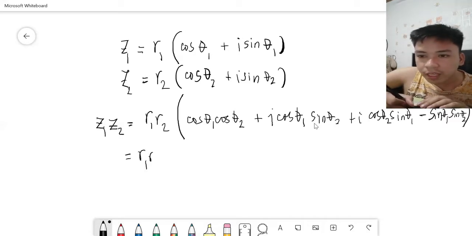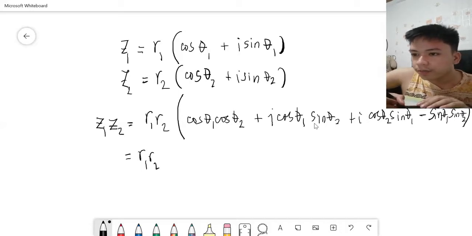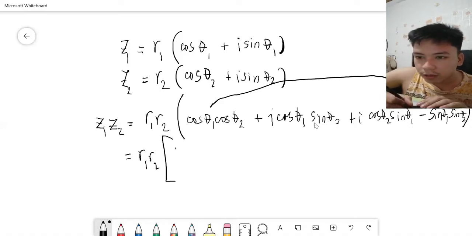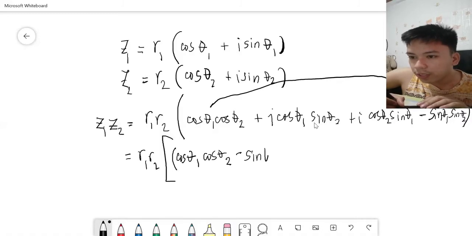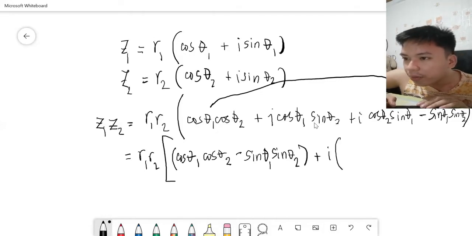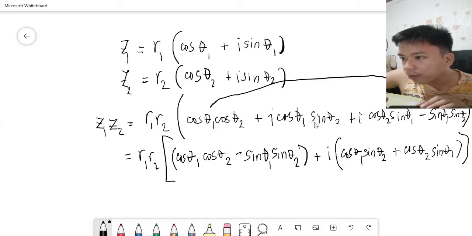Okay, so I can simplify this. I can pair this here and this, so I would get cosine theta 1 cosine theta 2 minus sine theta 1 sine theta 2, plus i, and I can extract i here and pair cosine theta 1 sine theta 2 plus cosine theta 2 sine theta 1.